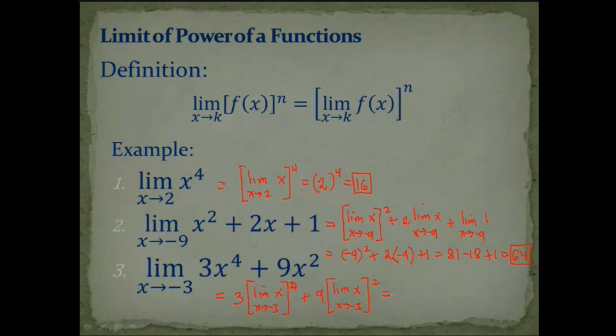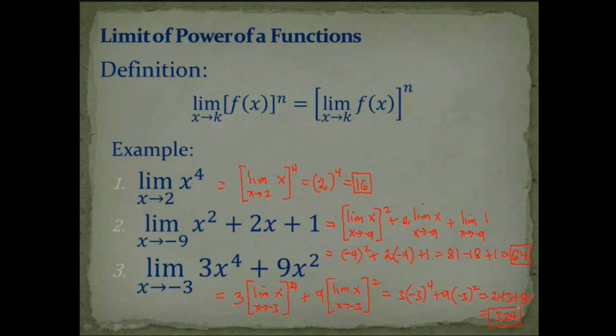And then, using yung past theorem, ito yung magiging 3 times, ito naman, second theorem, magiging negative 3 raised to 4 plus 9 times negative 3 squared. Negative 3 raised to 4: 3 times 3, 9, 9 times 3, 27, 27 times 3, 81. 81 times 3, 243. Next, negative 3 squared is 9. 9 times 9 is 81. So, 243 plus 81 is 324. Okay, the correct answer is 324.